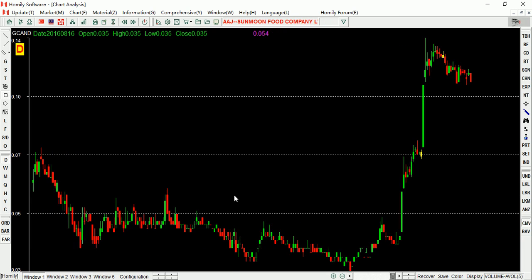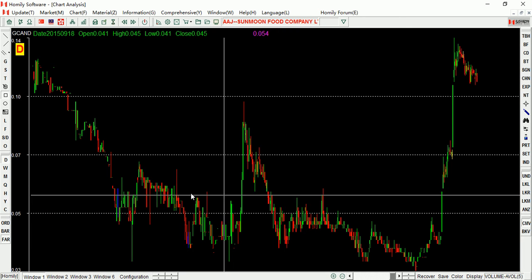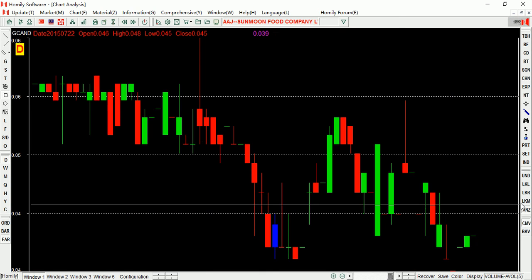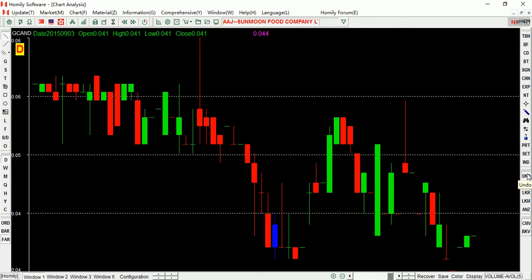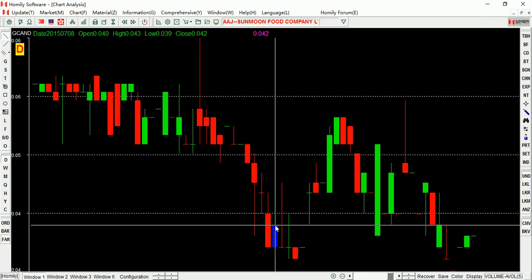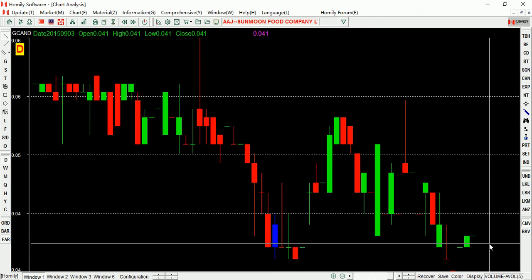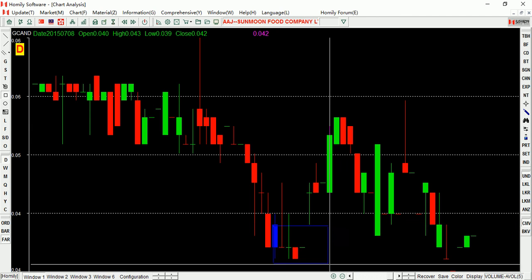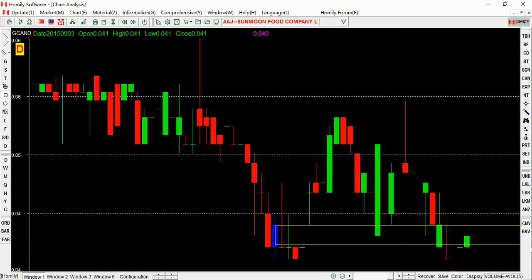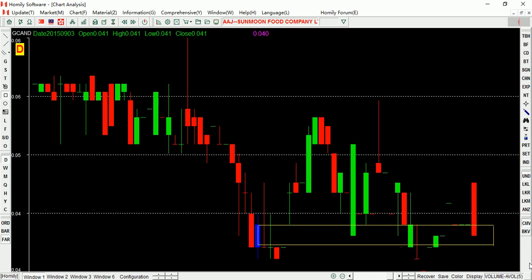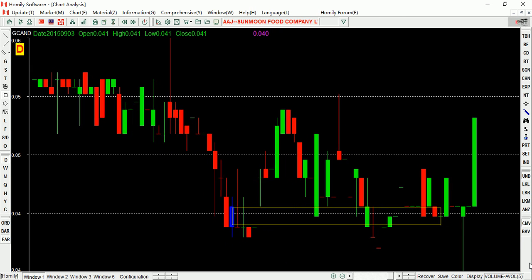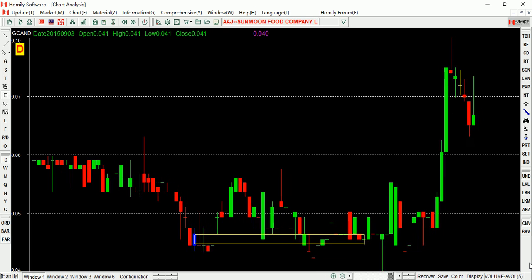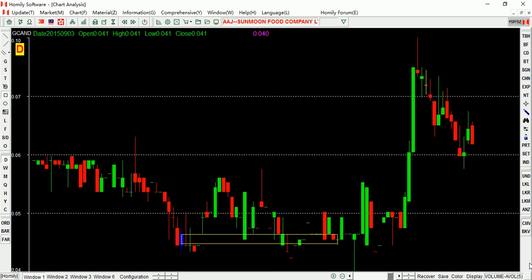Okay, let's see this one. This is the blue candlestick, right? Firstly, if we see the blue candlestick, we just draw the line. Okay, then if you see the price touch the support, you can buy again. Then you can see the price is still above the blue candle.